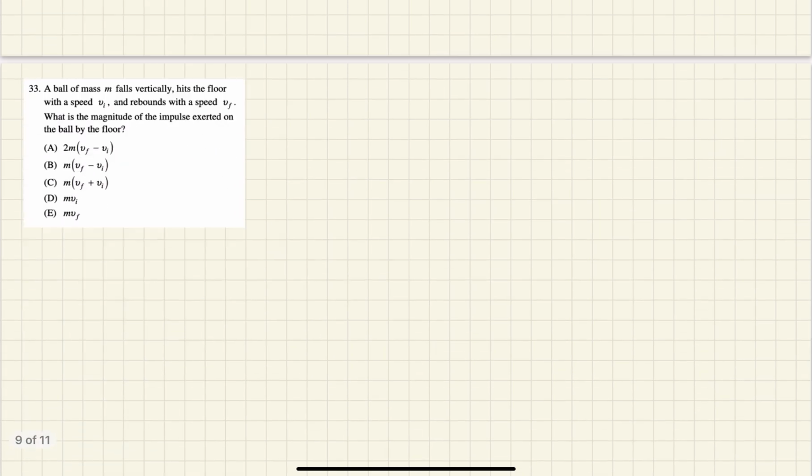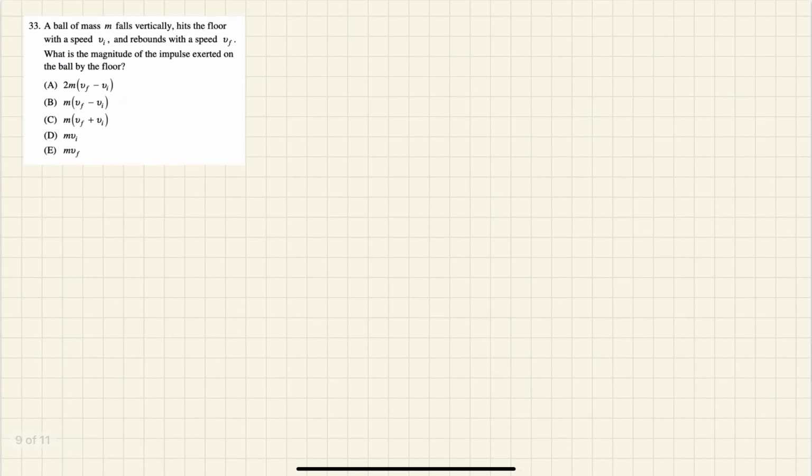All right. Last problem here. Ball of mass m falls vertically, hits the floor with speed vi, rebounds with speed vf, magnitude of impulse. We know impulse is equal to change in momentum, which is equal to mass times change in velocity, because mass doesn't change, usually. V final minus v initial. Now, that looks like answer choice B.